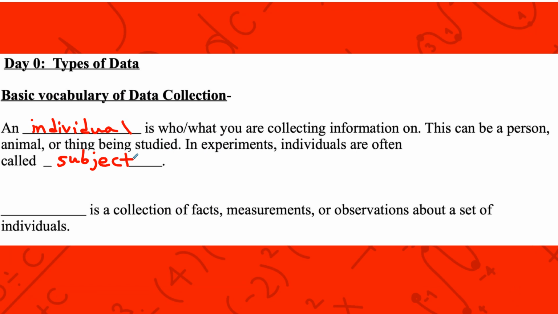Then we have the word data. So data, when we talk about what that is, we have some question that we want to answer. So we find some individuals or subjects. So we say, how tall is a high school freshman? That's our big question we want to answer. So we have to identify some individuals or some subjects to ask some questions about or from, and then what we collect from those individuals is our data. And data is just a collection of facts, measurements, or observations.